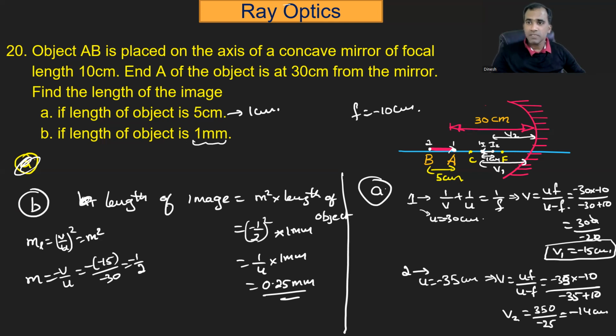If it is a small sized object, you can take the help of longitudinal magnification like this. Or if it is a bigger object, if you can't treat it as a small object, then you just take 2 points, treat them separately. For this point, you find the image. For this point, you find the image. You know the images of both the points. Find the distance between the images of both the points. Distance between them will give you the length of the image.